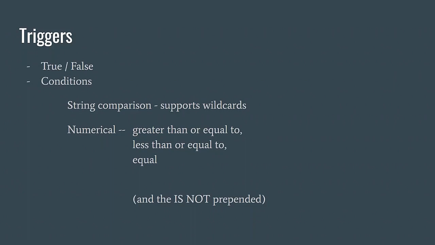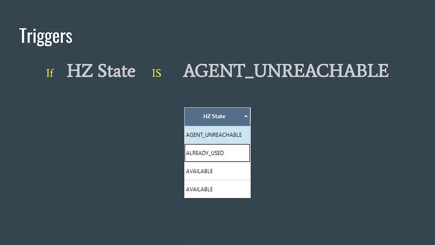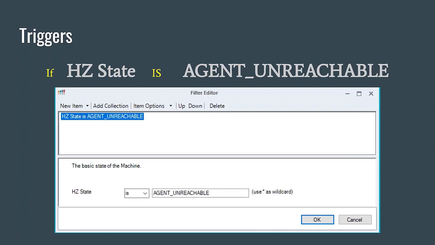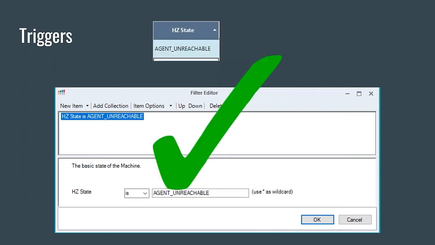An example of what a trigger would look like is something like this: if HZ state is agent unreachable. Looking at this image, we can see we've got one object that is in this state, and so this would evaluate to true. Pretty simple. Within ControlUp, this is what it looks like: HZ state is agent unreachable. Awesome, it's true, it's good.